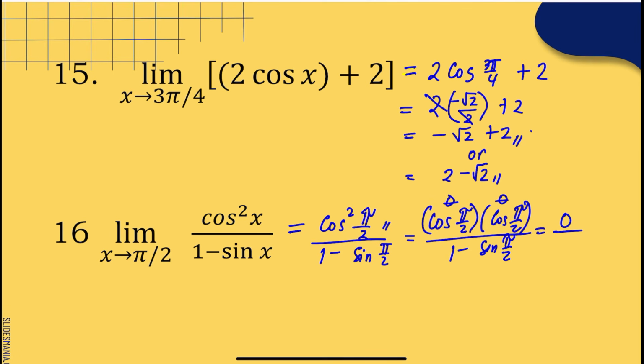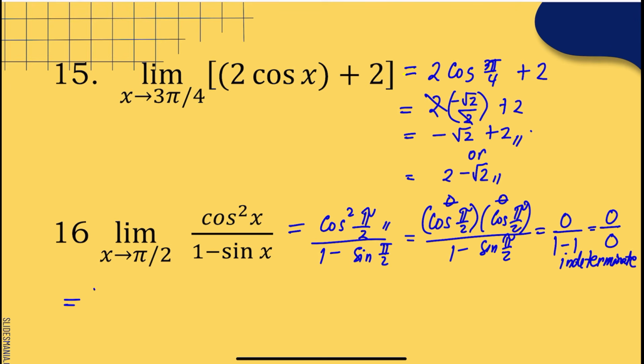In the denominator, we have 1 minus sine pi over 2. The value of sine pi over 2 is 1. So this will become 0 over 0. And this is indeterminate. So what are we going to do? We're going to simplify this trigonometric expression before we substitute pi over 2 to the function.